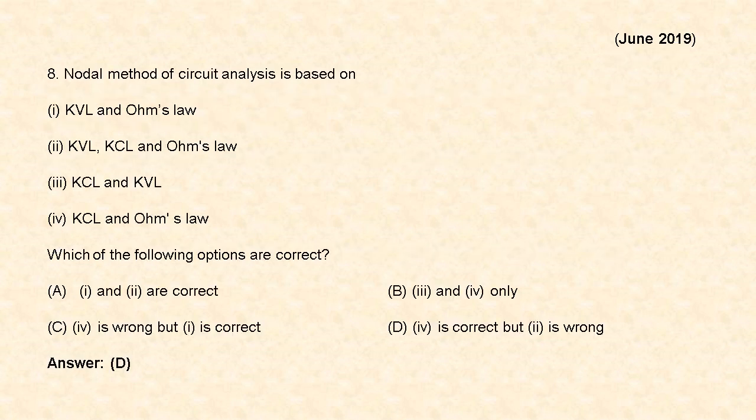Last question. This question was asked in June 2019. The nodal method of circuit analysis is based on, first one, KVL and Ohm's law. Second one, KVL, KCL and Ohm's law. Third one, KCL and KVL. Fourth one, KCL and Ohm's law. Which of the following options are correct? Option A, 1 and 2 are correct. Option B, 3 and 4 are only. Option C, 4 is wrong but 1 is correct. Option D, 4 is correct but 2 is wrong.